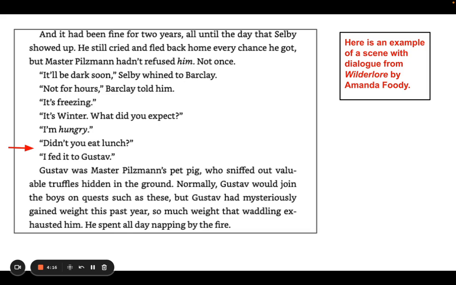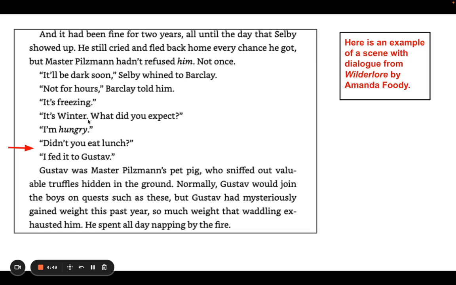It had been fine for 2 years, all until the day that Selby showed up. He still cried and fled back home every chance he got, but Master Pilsman hadn't refused him, not once. "It'll be dark soon," Selby whined to Barkley. "Not for hours," Barkley told him. "It's freezing. It's winter. What'd you expect?" "I'm hungry." "Didn't you eat lunch?" "I fed it to Gustav."